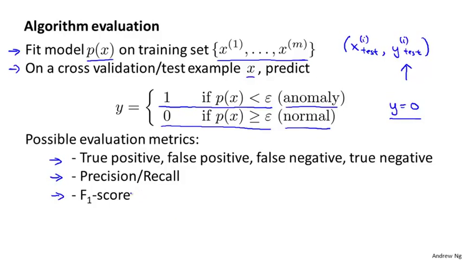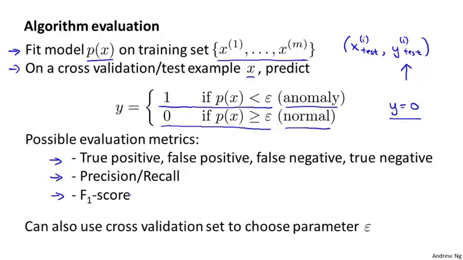Finally, earlier in the anomaly detection algorithm, we also had this parameter epsilon. So epsilon was this threshold that we would use to decide when to flag something as an anomaly. And so if you have a cross-validation set, one way to choose this parameter epsilon would be to try many different values of epsilon, and then pick the value of epsilon that, let's say, maximizes F1 score, or that otherwise does well on your cross-validation set.